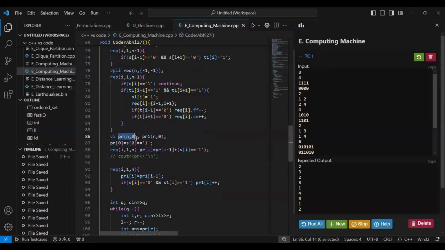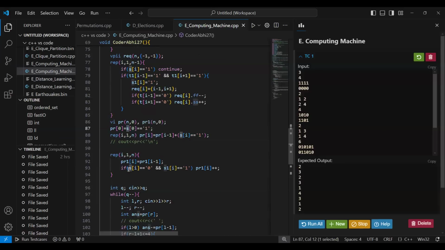Now we are doing the prefix and prefix 1 as I told. So my prefix array is simply the count of ones in our S of I. So if S of 0 is 1, it would store 1, and then prefix I is prefix I minus 1 plus, if S of I is 1, then a plus 1 to that. So this prefix array is simply the prefix array of initial string S.